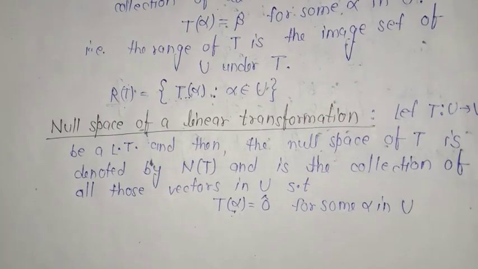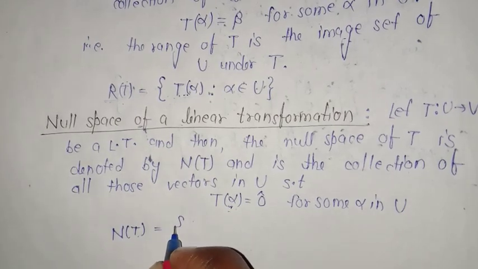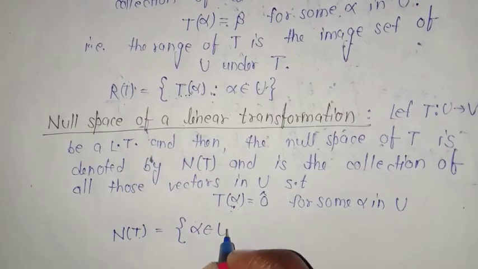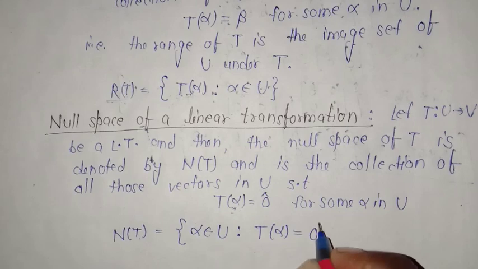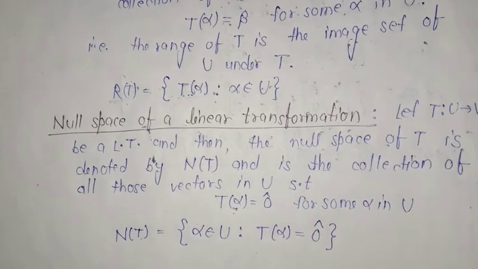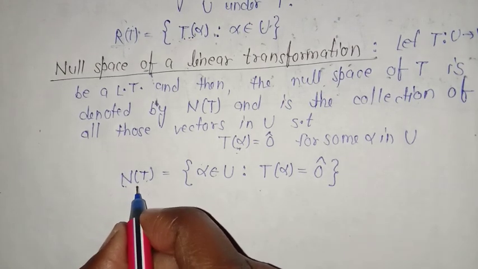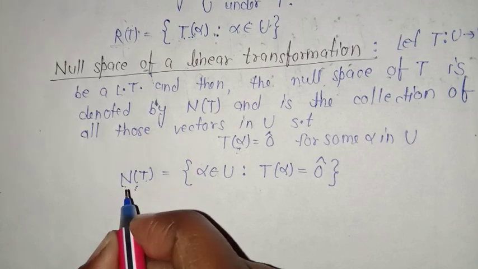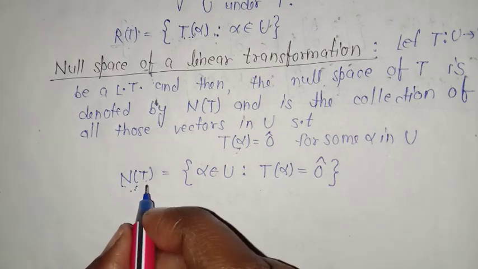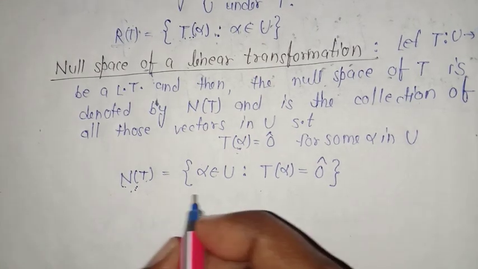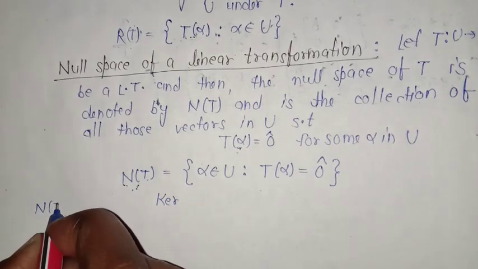So if we write the null space in the form of set, this is the collection of all those elements of the vector space U which are mapped onto the 0 vector of the vector space V. This is called the null space of T, and the dimension of this subspace is called the nullity of the linear transformation T, and the null space is also called the kernel of T.